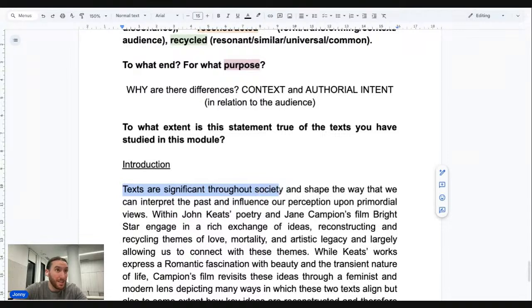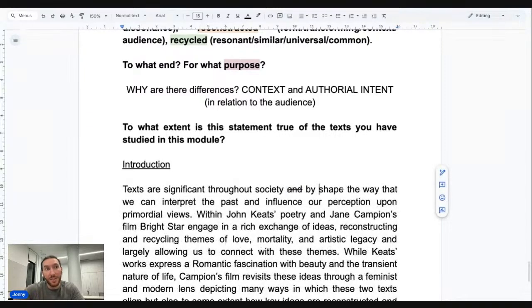Texts are significant throughout society and shape it. Like, that means this is a separate point. Texts are significant throughout society. That is not something that's going to help you stand out at all. A text being significant, you're not teaching us anything new there. And part of the reason why I think about the sentence being that simplistic here is because you put "and" here. Whereas instead of "and", you could have said "by". Now you're telling me why they're significant rather than just telling me they are significant and they also do this.